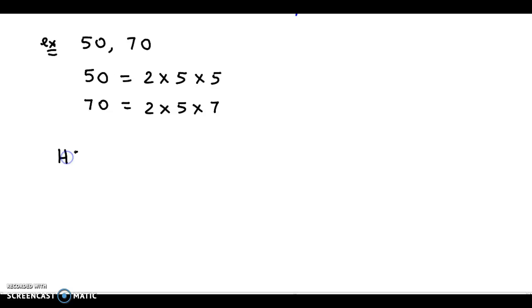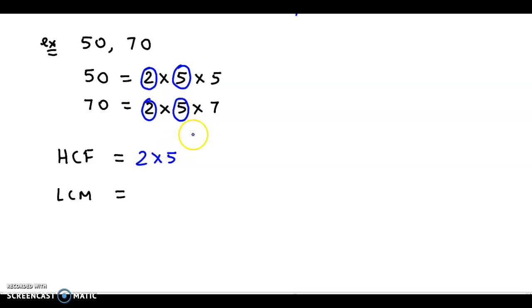Now we need to obtain the HCF and the LCM. First we write the factors common in both of them. So we have 2, we have 2. Next we have a 5 over here, we have a 5 over here, so into 5. And there are no other factors which are common to both, right? So the answer would be 10.